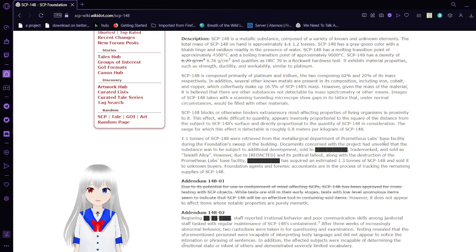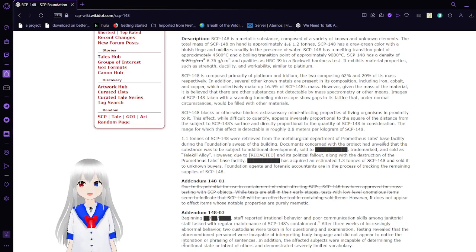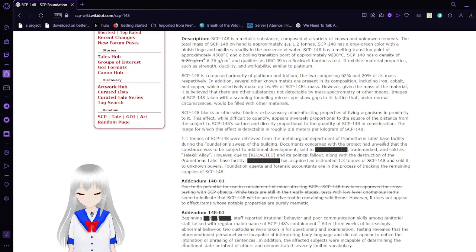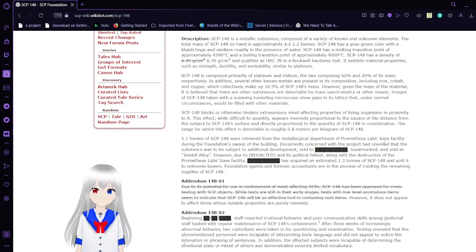SCP-148 has a density of 6.76 grams per cubic centimeter and qualifies as HRC-39 in the Rockwell hardness test. It exhibits material properties such as strength, ductility, and workability similar to platinum.